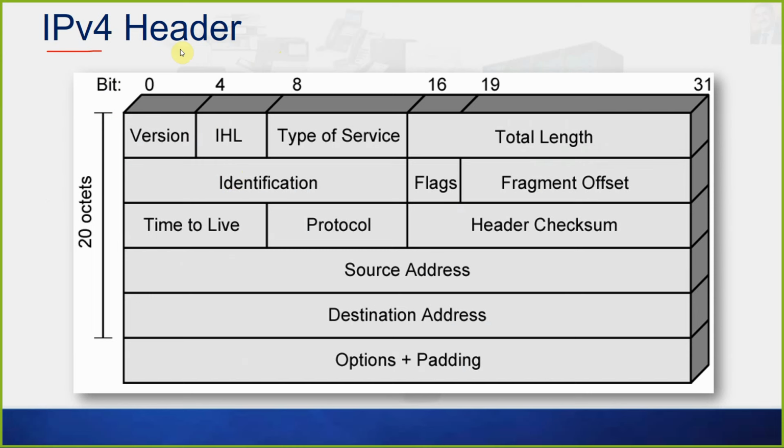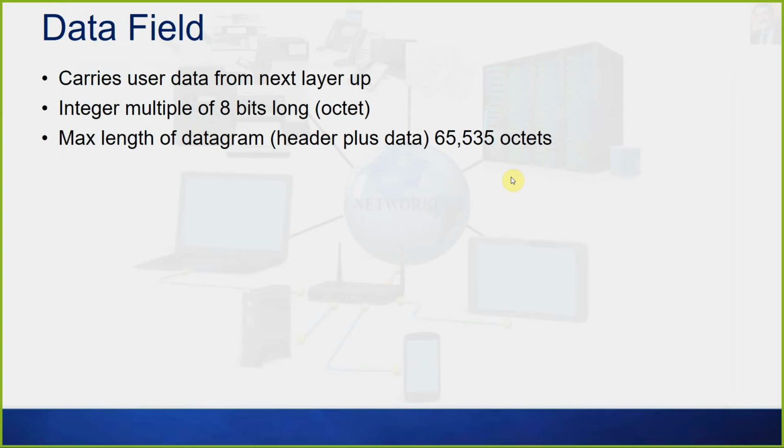IPv4 header, Internet Protocol version 4. The header, what it consists of. There are 20 octets. The first one is version, then IHL, type of service, and then total length. Then identification, then flags and fragment offset. Then we have time to live, protocol and header checksum, then source address, destination address, and options plus padding. This is what we have in the IPv4 header.